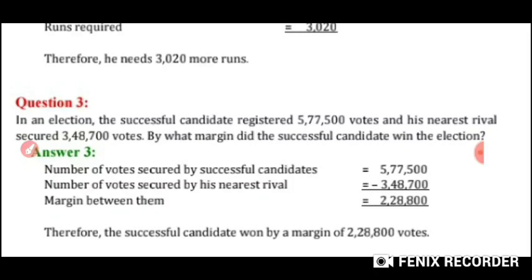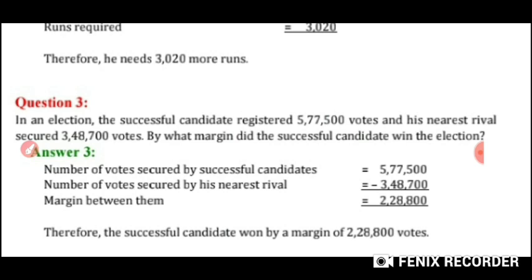Third example. In an election, the successful candidate registered 5,77,500 votes and his nearest rival secured 3,48,700 votes. By what margin did the successful candidate win the election?